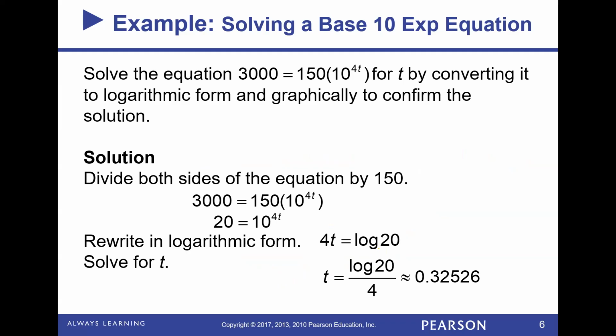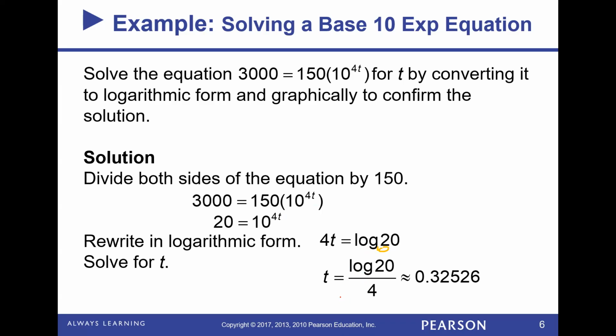Anytime you hit the tutor button or ask for help, a lot of times when you see people write it, they're not going to write log base 10. If you need to write log base 10, you write it down. So we start by dividing both sides by 150, got 20 equals 10 to the power of 4t, and rewrote it as a logarithm. The base 10 is small here, but it is there. We don't normally write that base 10; we let it disappear because that's our common log. And so we have log of 20 over 4.